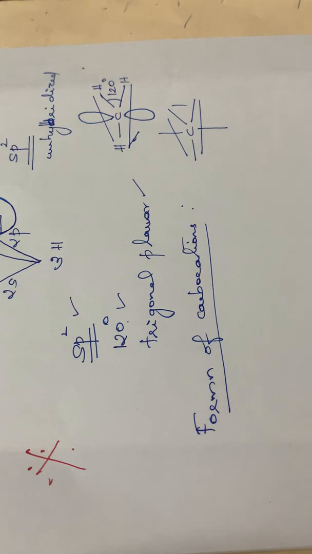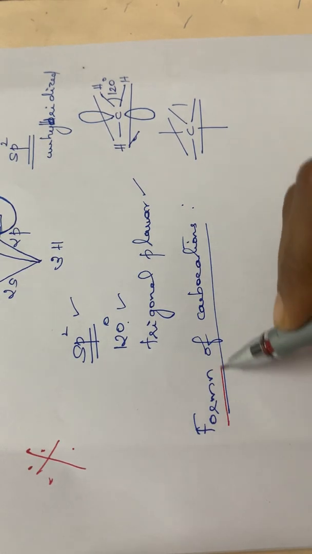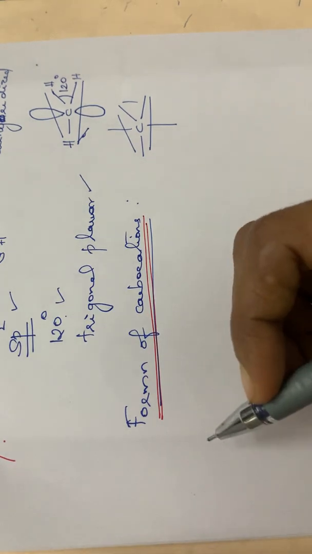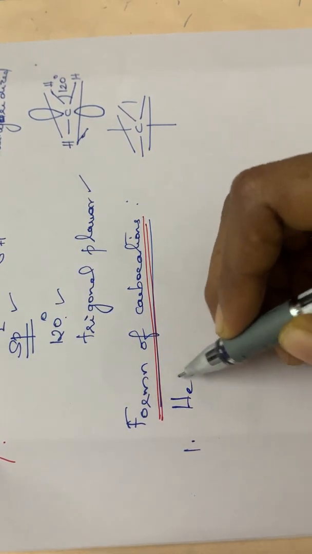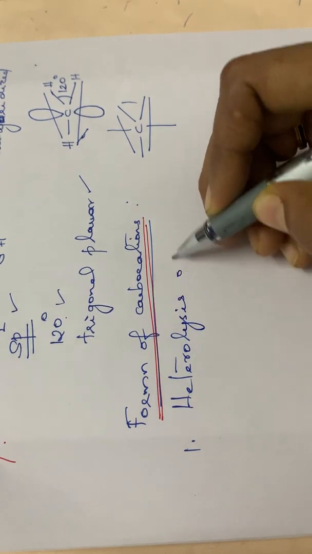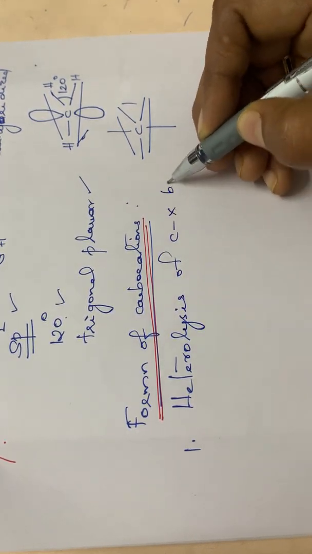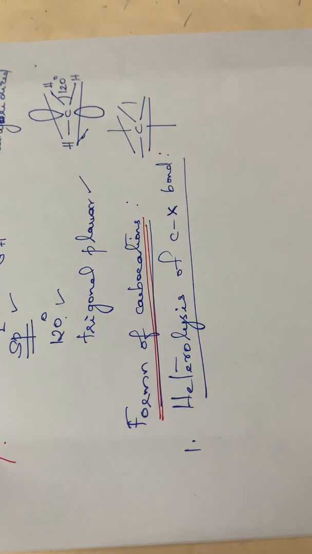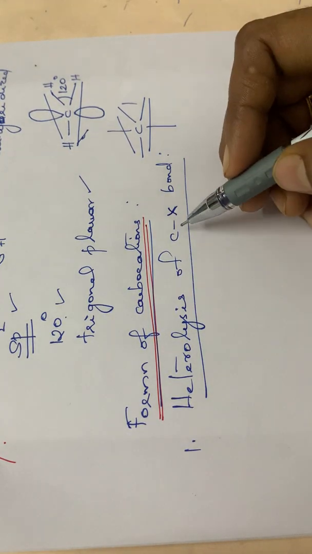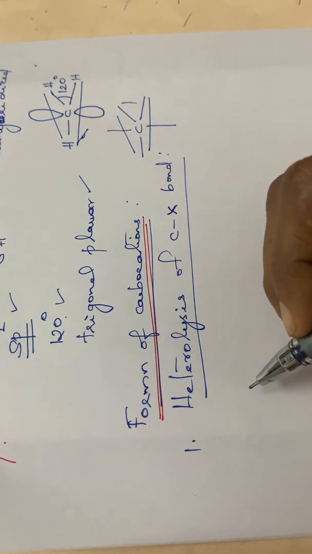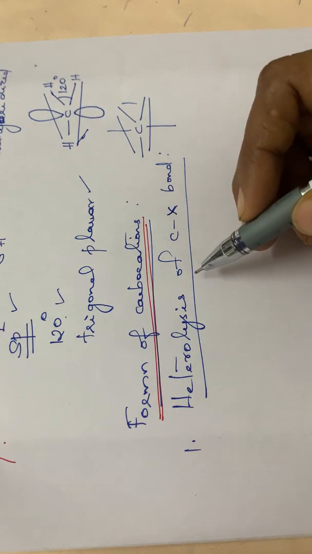Formation of carbocations. There are different methods for the formation of carbocations, and the first one is the heterolysis of the carbon-halogen bond, the C-X bond. The halogen is represented by the letter X. So this C-X bond means, generally, we can write it as alkyl halides. So alkyl halides on heterolysis.